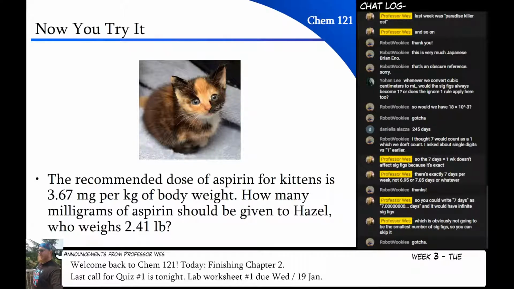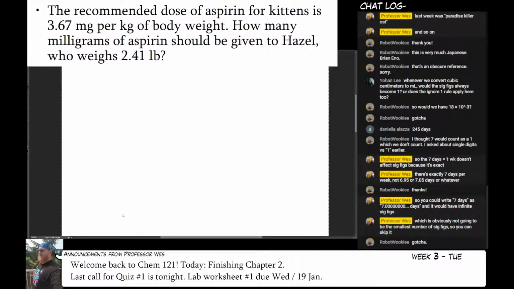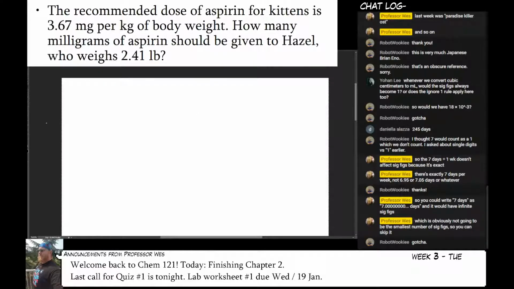All right, once again, I hope you have gotten some progress on the problem. Maybe written out a unit map. Let's write out a unit map here for Hazel's medicine. I didn't clear the screen before I went back here. Normally I do that just to save time.